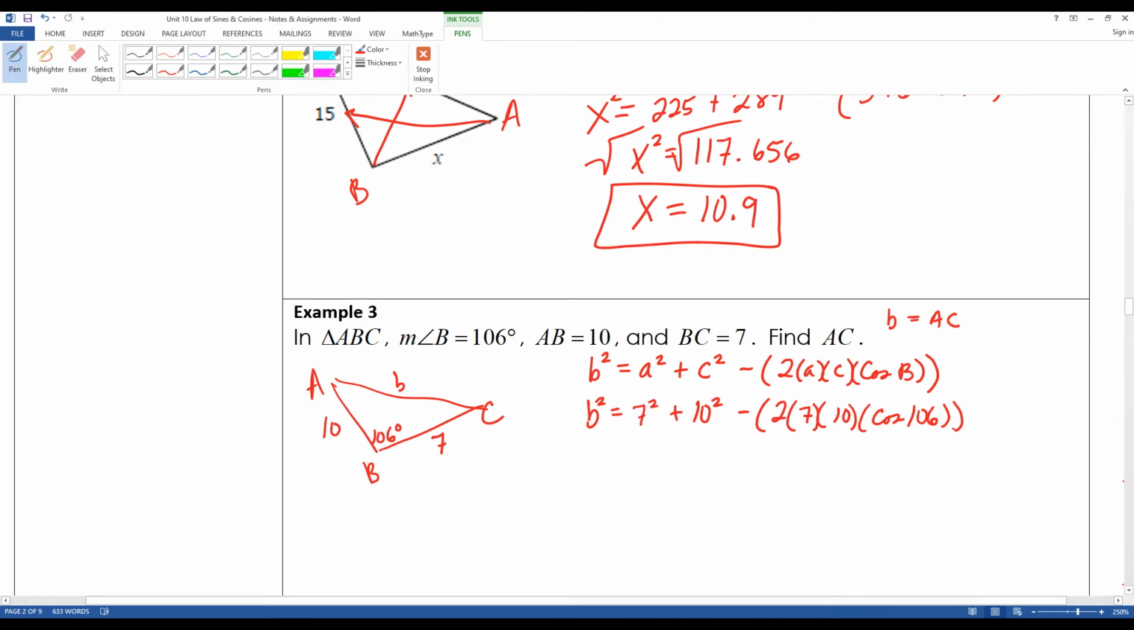So my calculator, I'm going to type in cosine 106, degree mode. Remember, degree mode. Cosine 106 times 10 times 7 times 2. It's a negative number. So I have 7 squared, which is 49, plus 100, minus this negative 38 point, we'll say 59.